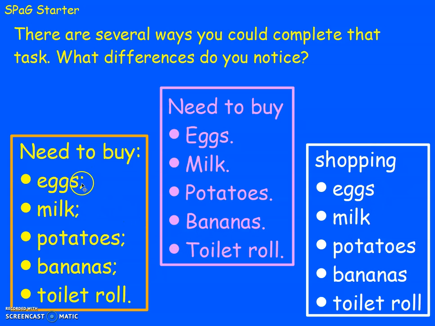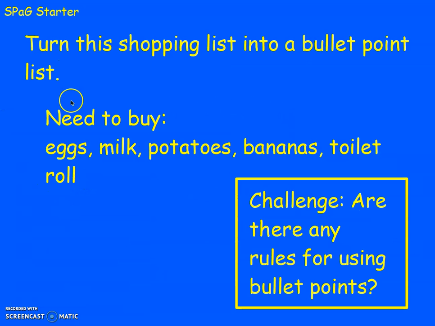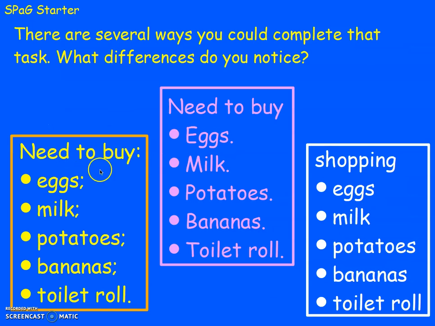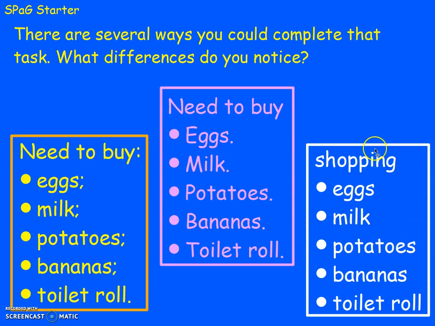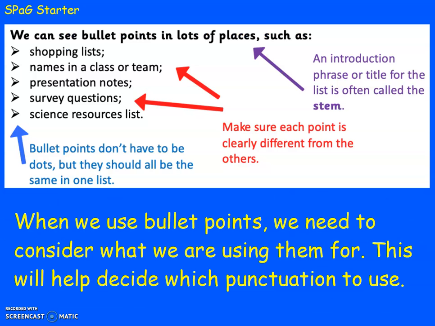So, these are called semicolons. You'll notice they look a bit like a colon, like this here, but they have a comma at the bottom rather than a full stop. We can see bullet points in a lot of places. Just to go by, all of those ways would have been acceptable.